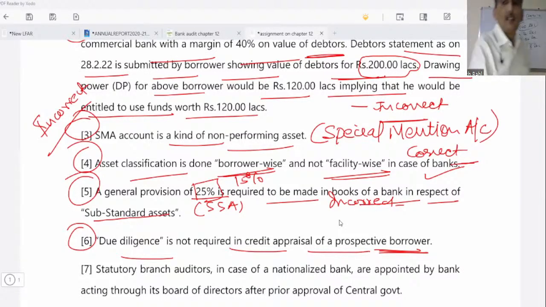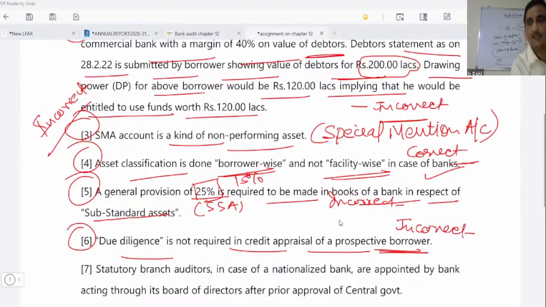Yes, this is incorrect. Due diligence is required. So what is due diligence? Somebody comes to me, I see the project, how the borrower is going to pay, what are his means, how much money he would be able to bring, whether the project is worth it or not, what are his credentials. All these things I would make a due diligence, I would make inquiries, I would make discreet inquiries.